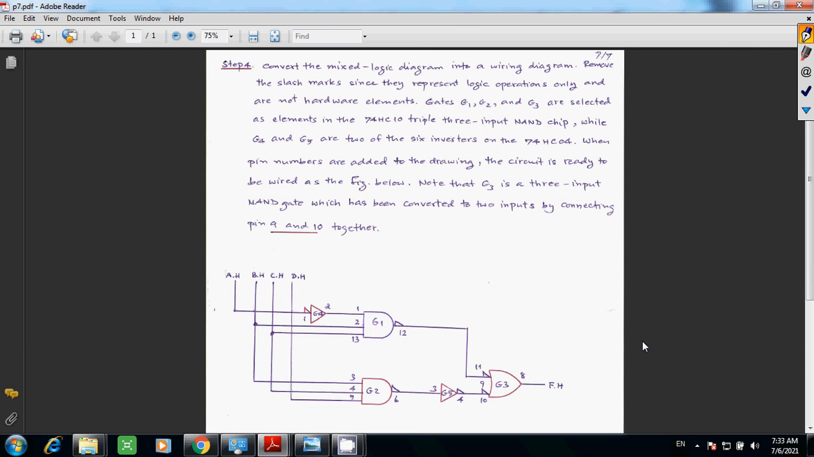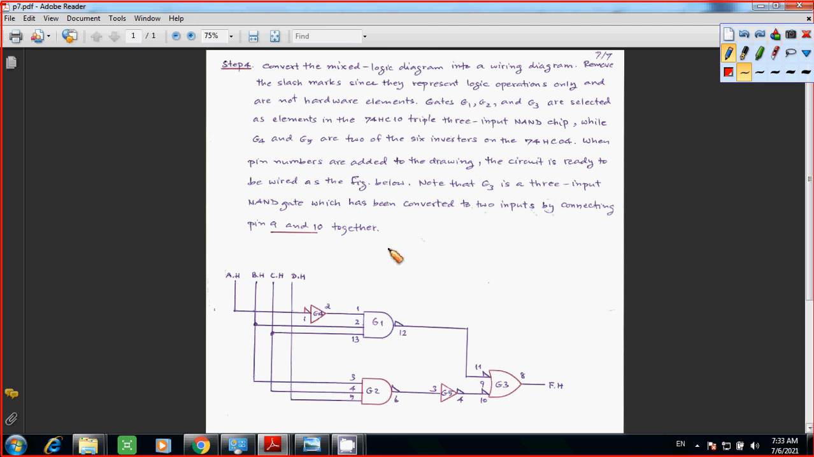Okay, the last page. That's the last step, step number 4. Convert the big logic diagram into a wiring diagram. This is your final work. Simply remove the slash marks, since they represent logic operation only. Okay, because now we're going to do the real circuits. We're talking about the real hardware. The slash marks are not hardware elements. So wherever you have a slash mark, you just remove it. You leave only the voltage inverter.